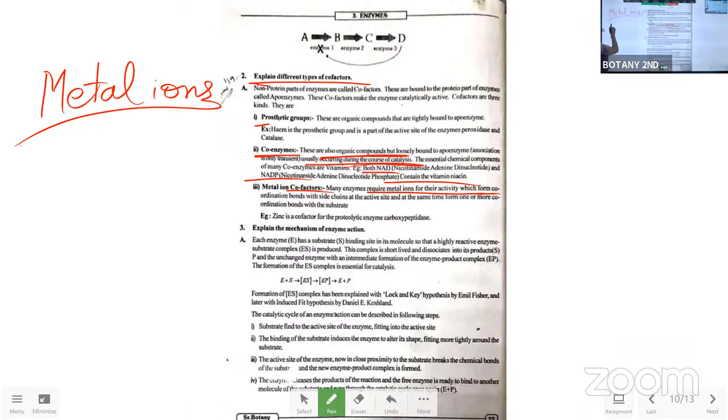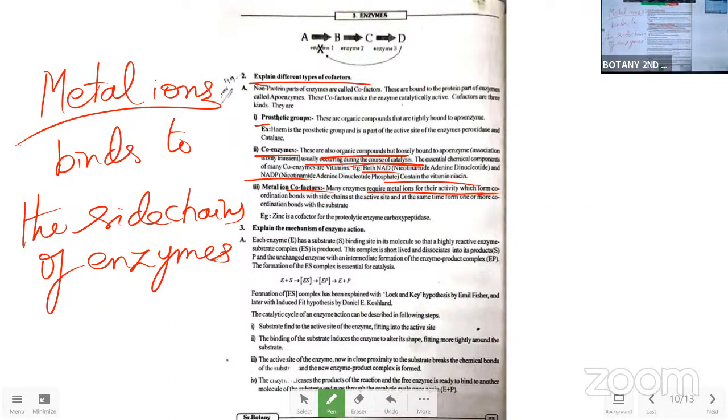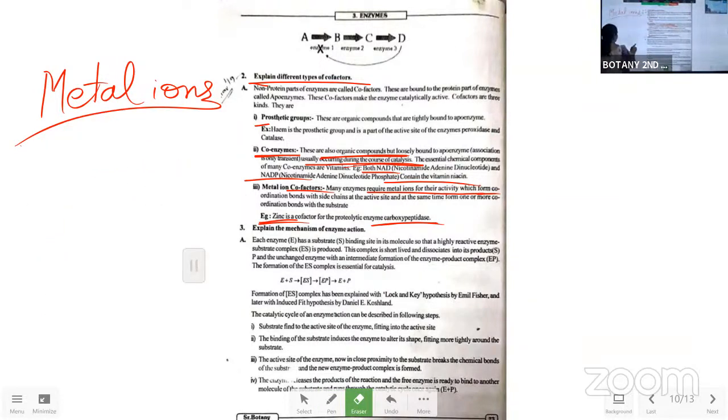So these metal ions bind to the side chains of enzymes, so that they can make the enzymatic action faster. That is the metal ions. Example, zinc. Zinc is a cofactor of the proteolytic enzyme carboxypeptidase. Okay, if you don't know this, you can go with the best example.